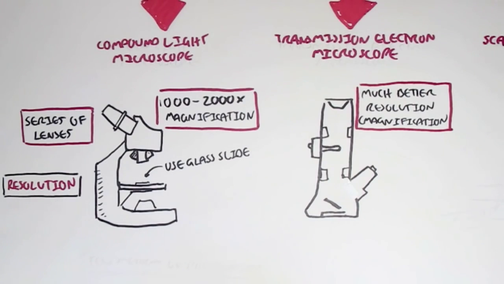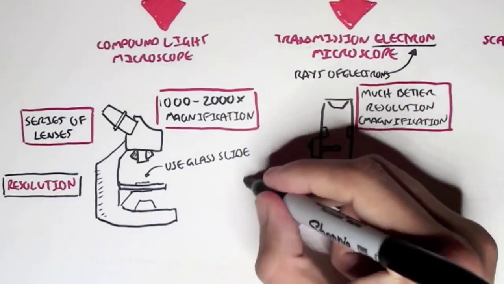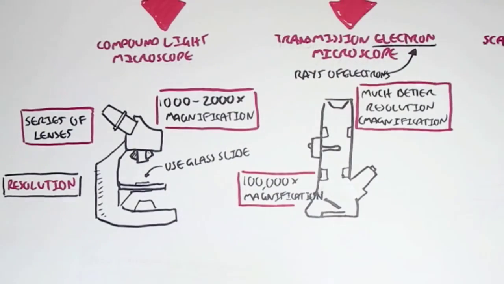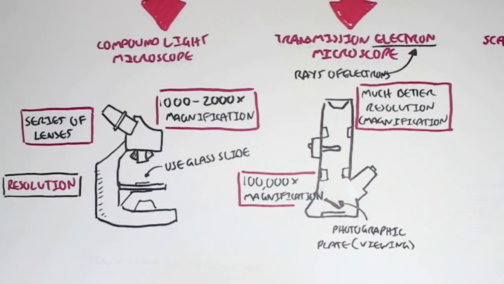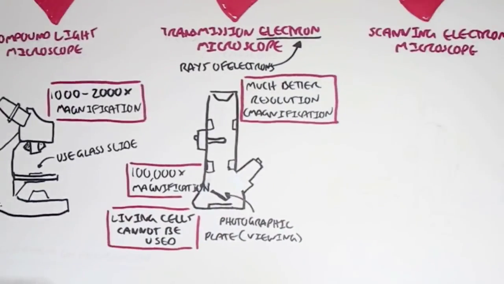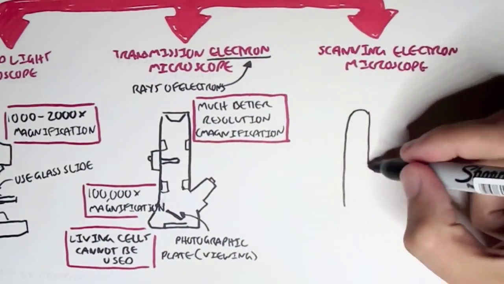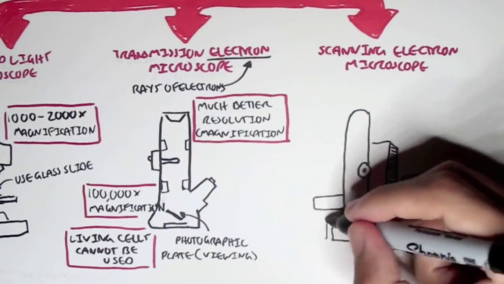So why can we see these microorganisms in better detail? Because the transmission electron microscope uses electrons, not light waves, and electron waves are much smaller, so we can see better detail. Typically, a transmission electron microscope can magnify up to 100,000 times. And we usually view the image on a photographic plate over here. However, the bad thing about this transmission electron microscope is that we cannot actually use living cells, whereas with a compound light microscope we could.